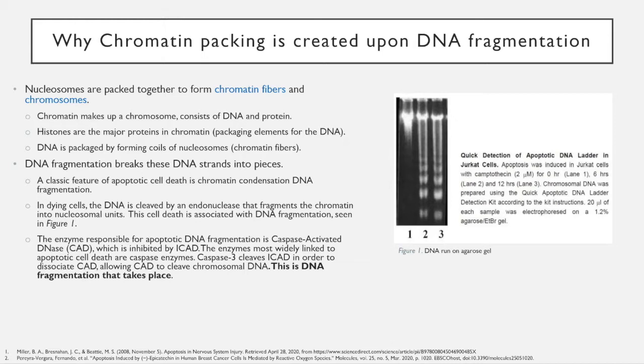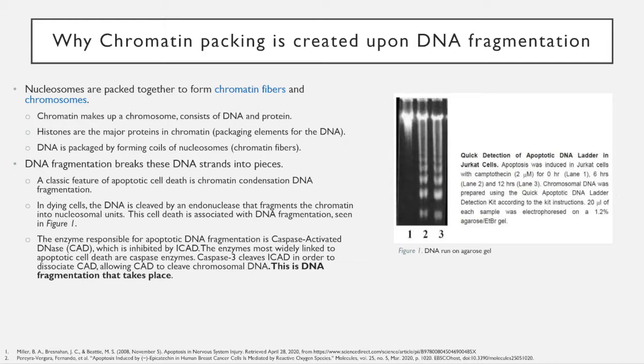A classic feature of apoptotic cell death is chromatin condensation and DNA fragmentation. In dying cells, the DNA is actually cleaved by an endonuclease that fragments the chromatin into nucleosomal units. This cell death is associated with DNA fragmentation. Just again, from figure 1, you can see that. The enzyme responsible for apoptotic DNA fragmentation is CAD, which is inhibited by the inhibitor of CAD, ICAD. The enzymes most widely linked to apoptotic cell death are caspase enzymes. So this DNA fragmentation takes place because of this.